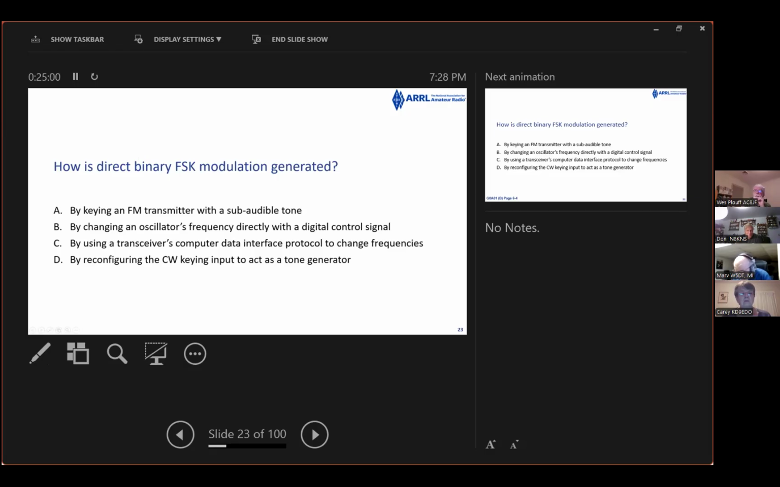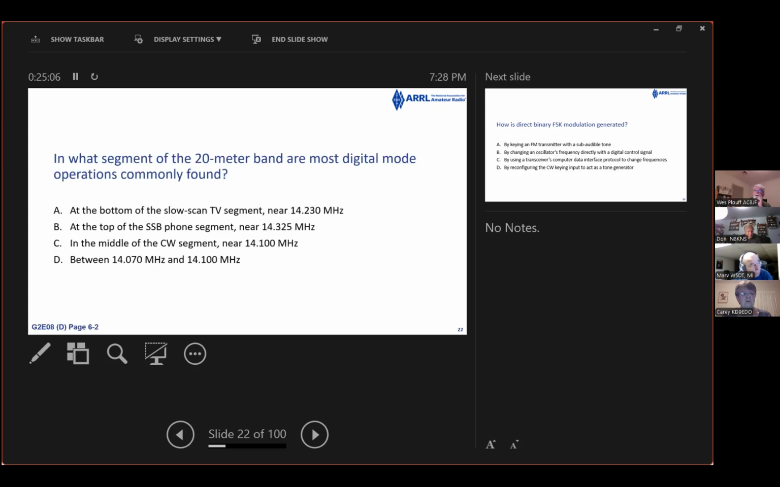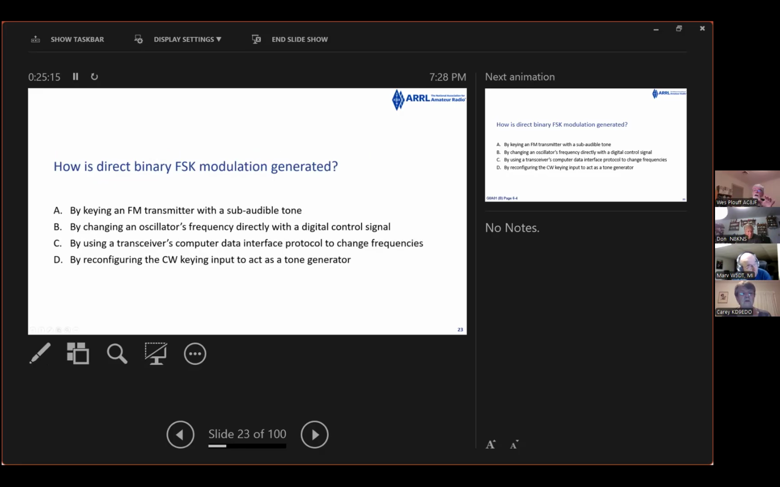So what do you think, Carrie, Don? What was the answer to the previous one? The previous one was where in the band do you find digital signals? And this one is how do you generate direct binary FSK modulation? In other words, within the bandwidth of a single signal, how do you generate the frequency shift keying directly? And that has to do with how your rig works, how your transmitter works. Probably B then? Yep, it's going to be B, yes.